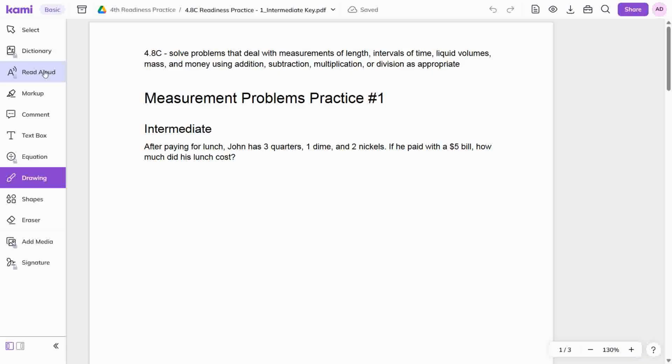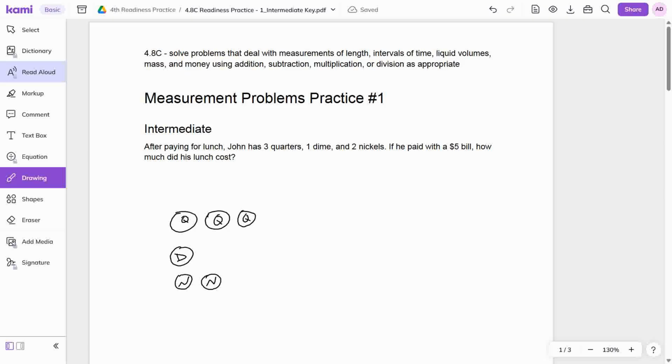So our first problem has to do with money. We're paying for lunch. After lunch, John has 3/4, so let's just draw 3/4, 2 nickels and 1 dime, so we'll put a dime, we'll put 2 nickels. And then he paid with a $5 bill. How much did his lunch cost?